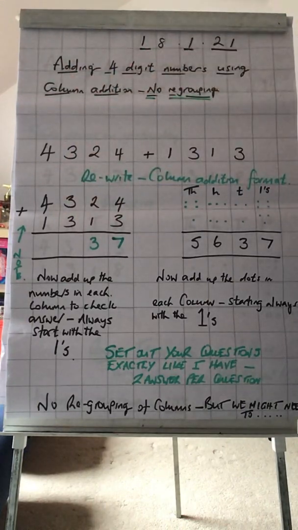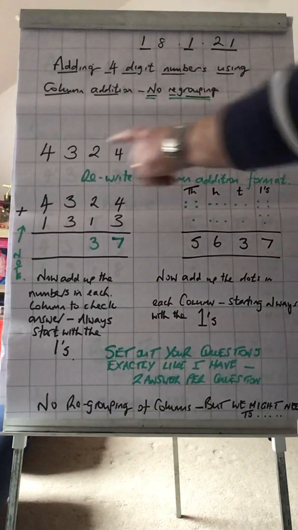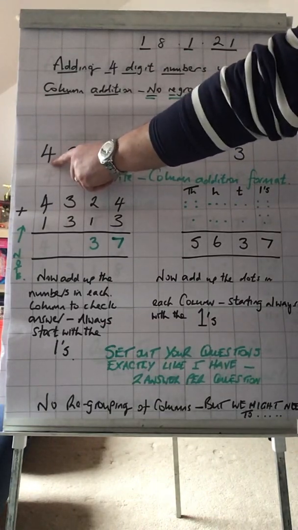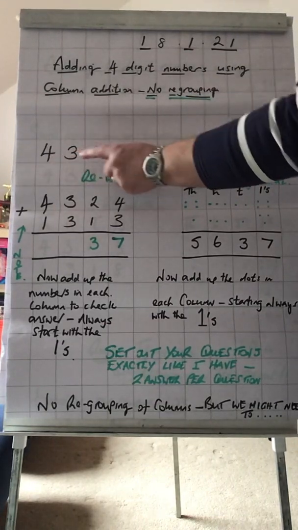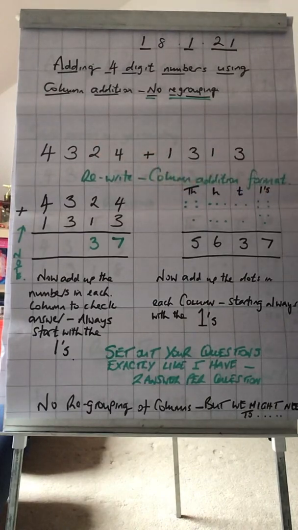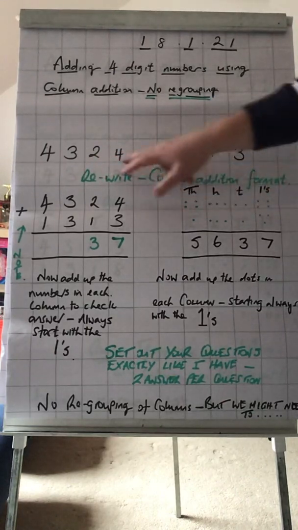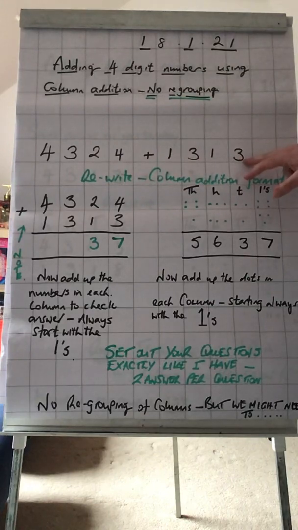We are only looking at 4-digit numbers today, so the only columns will be the thousands column, the hundreds column, the tens column, and the ones column. And remember, we call it the ones column and not the units column. You'll get questions, maybe 4 or 5, that look like this. This is how they will be written when I set the work.